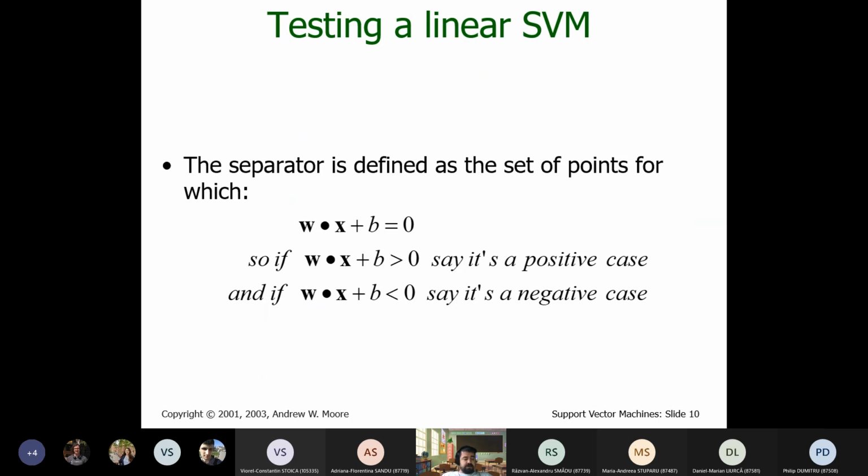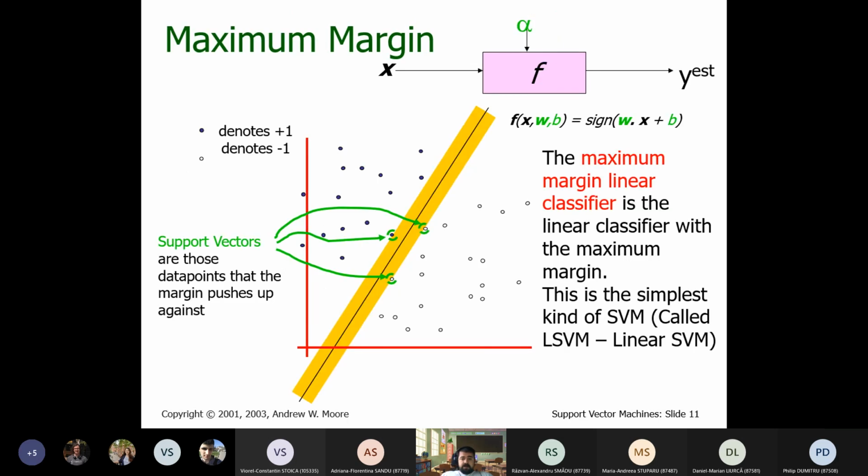Once we have fit the classifier, so we established what W and B will be to have the equation WX plus B equal to 0, if we have a new instance of X, we evaluate W multiplied by X plus B. If it's greater than 0, we say that it is a positive class. If it's smaller than 0, we say that it is a negative class. So this is the testing part of the SVM. Now, let's see how we identify these parameters, the weights and the bias.